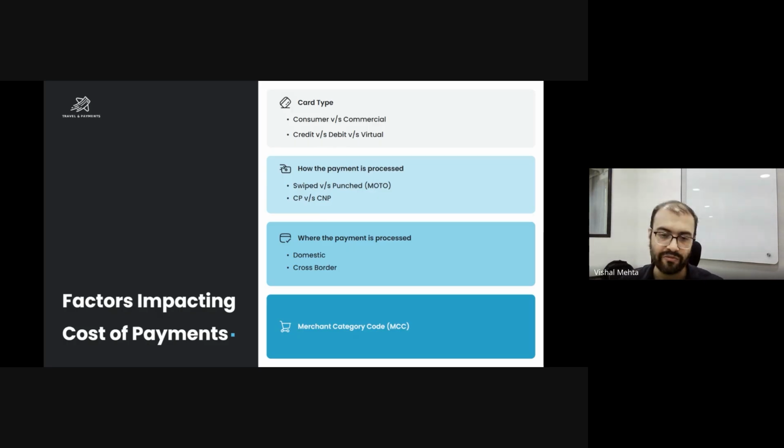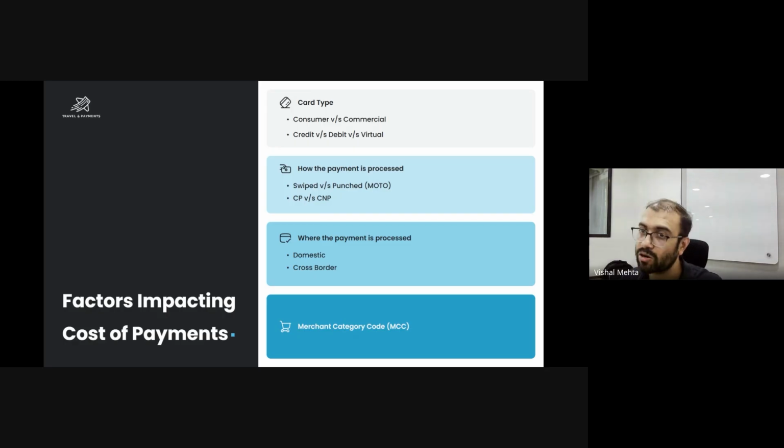MCCs can be different in different forms. My favorite example when it comes to MCC specific pricing is 4722. As an OTA, or online travel agency, you are assigned an MCC of 4722. In Hong Kong, there is this surprising thing which we discovered only after we went live at Expedia, that the MCC of 4722 has a special pricing when it comes to the interchange fee. It is only 85 basis points.